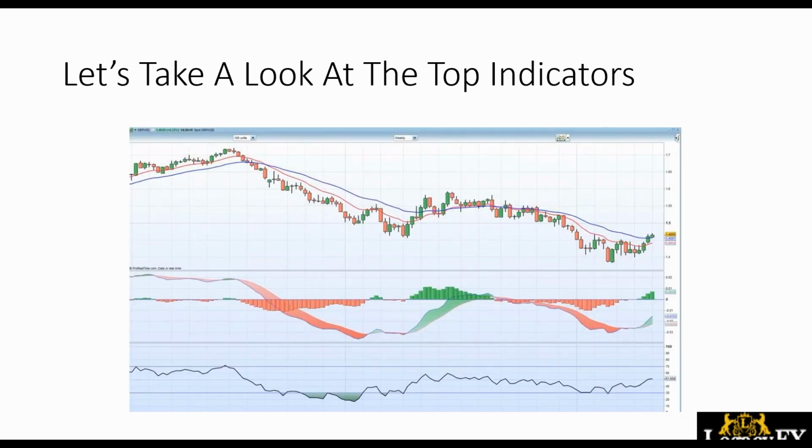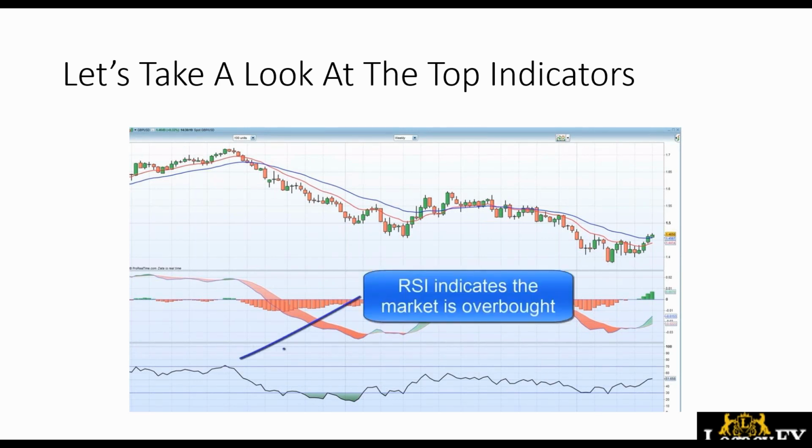Indicator 5, Confluence. The last indicator isn't a new one, it's indicator confluence, which means to use multiple indicators and their signals to take a trade. Here we have the RSI and MACD we looked at. We have the RSI moving into overbought territory here. Remember, that indicates the market will reverse.